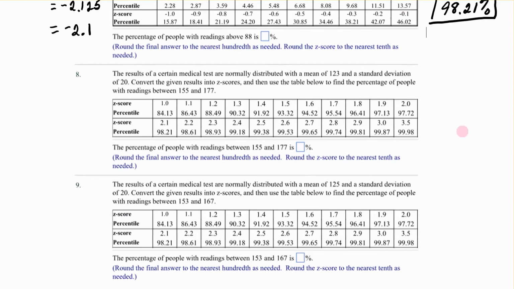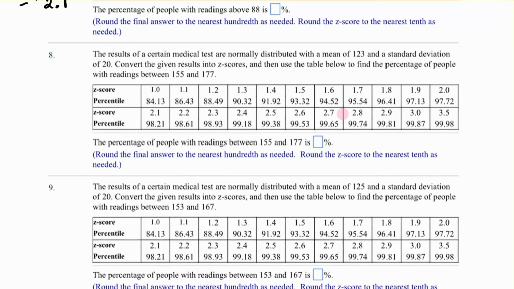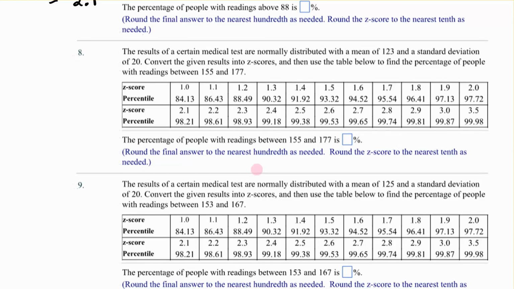All right, we're just going to keep working on this. Hopefully it begins to feel very comfortable. And let's see, we have these test results again. The mean is 123, the standard deviation is 20. Convert the given results into z-scores, then use the table to find the percent of people with readings between 155 and 177.